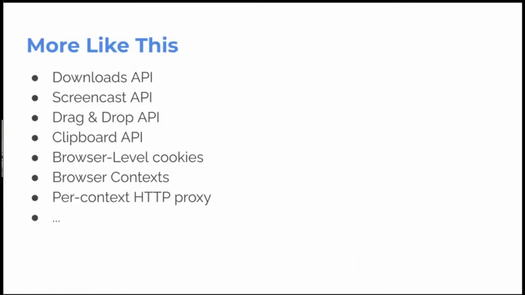Now, we actually follow this kind of workflow with many different APIs. So the downloads API that we had as an example here is implemented like this in Playwright. Screencast API, another example. Then drag and drop. Drag and drop we just implemented, and this is coming in the upcoming release, 1.11, of Playwright. Clipboard API, Joel is actually working on support right now. Browser-level cookies, browser context. We have many examples where we successfully exercise this workflow to support the required features.